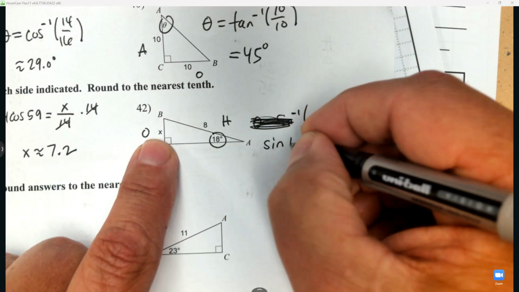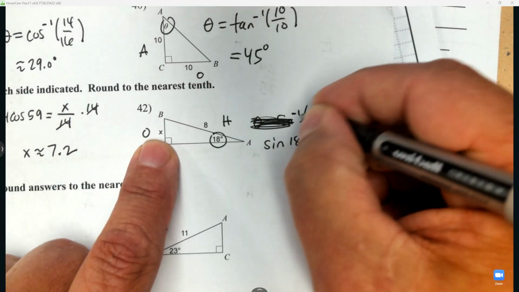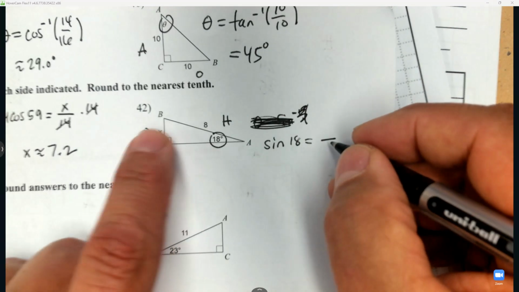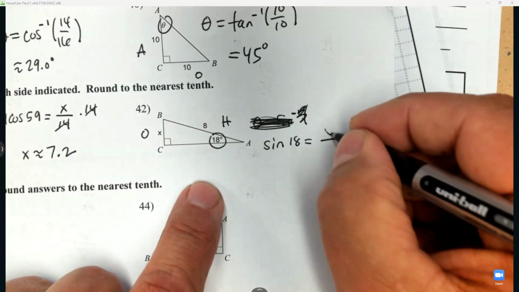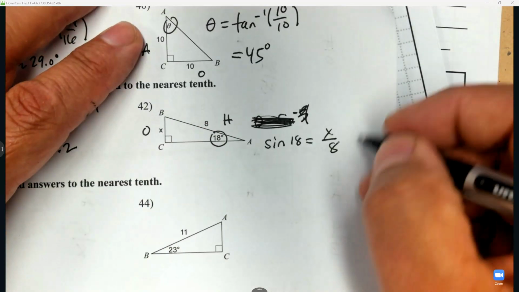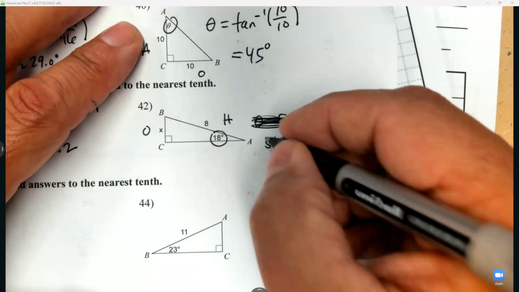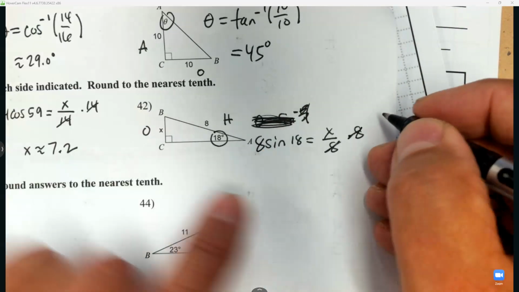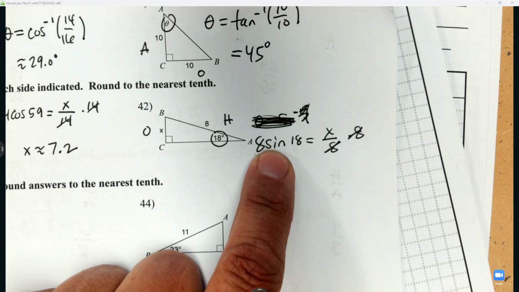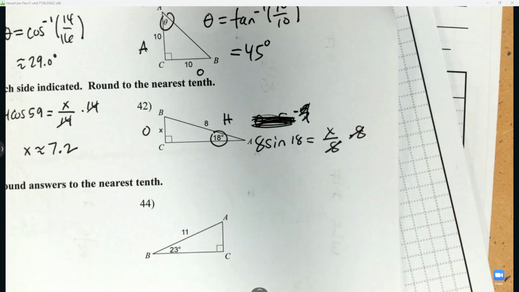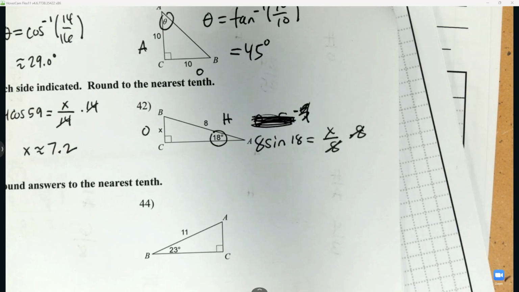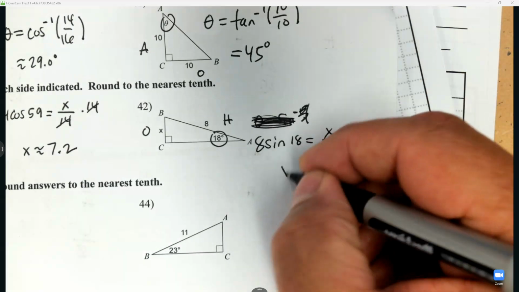So it's sine of 18 degrees equals, and then our ratio on the other side, which is X over 8. The inverse of dividing by 8, we're going to multiply by 8. And then this is what we type in the calculator, 8 sine 18. And that's 2.5 when you round.